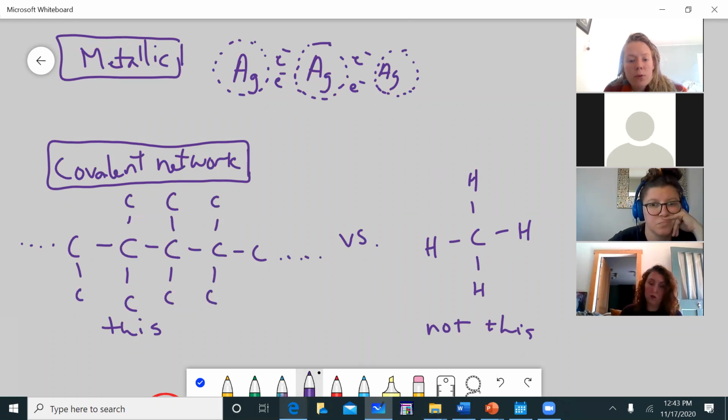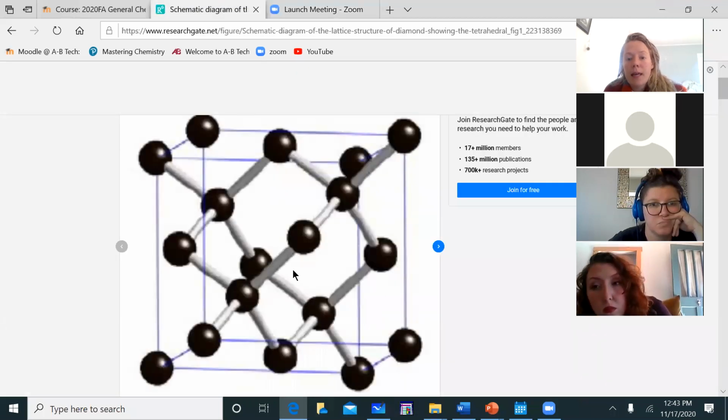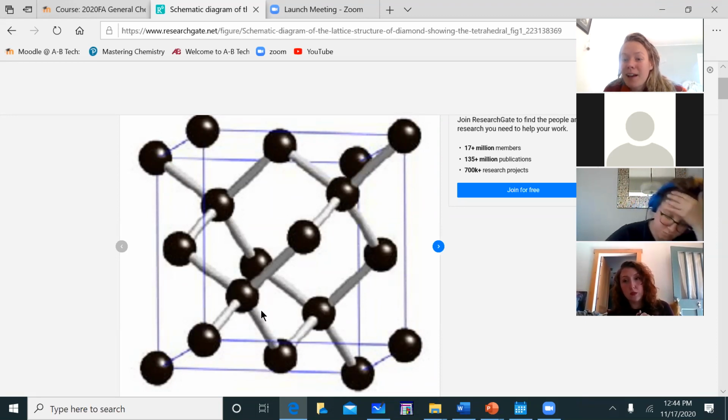So I've pulled up an image because this is kind of hard to see, but the structure of diamond looks something like this. So we've got carbon atoms, and they form these tetrahedrals where each carbon is connected to another carbon over and over and over again. This is super strong, very, very, very strong. Other examples of this would be silicate minerals or silicon dioxide, sand, also very, very strong.